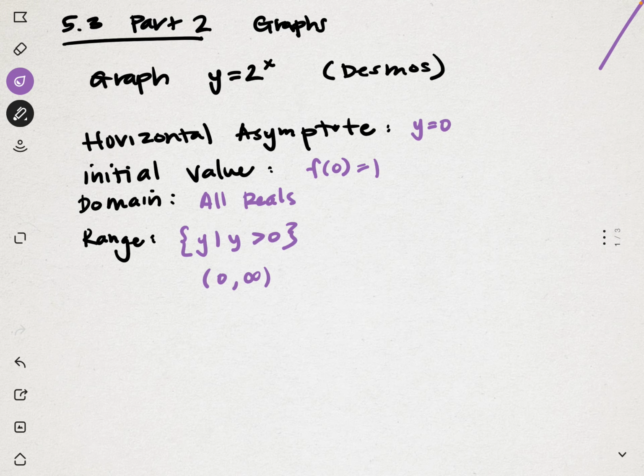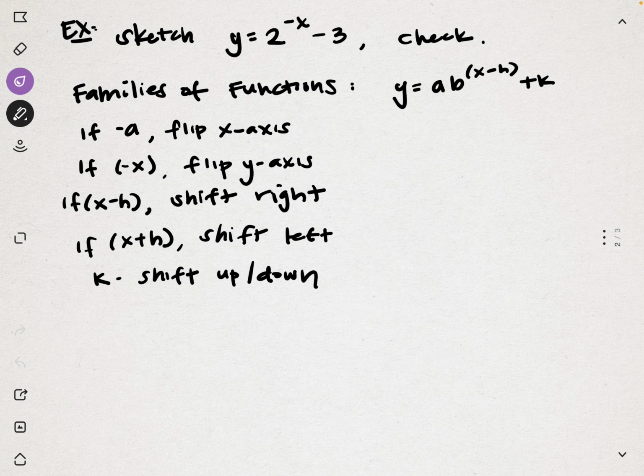All right, so pretty simple. The graphs of exponential functions pretty much look the same. When you're working with the quadratic stuff and families of functions and the flips and shifts and rotations, we're going to be covering that next. Right, so notice this one looks a little different: y equals 2 to the negative x minus 3.